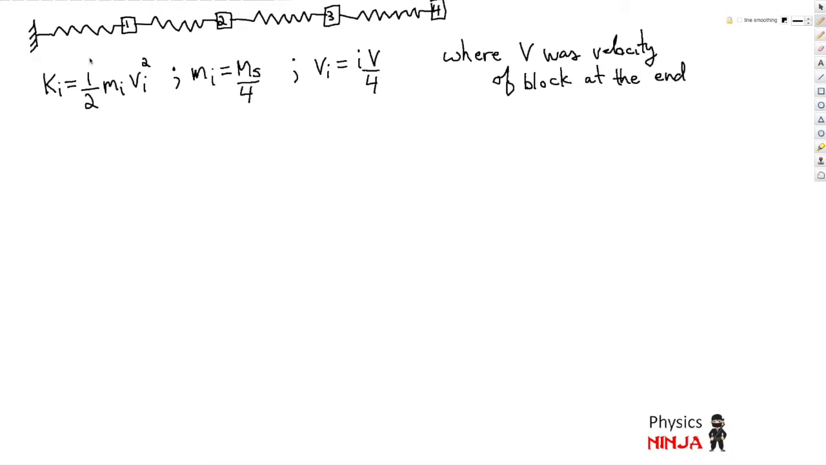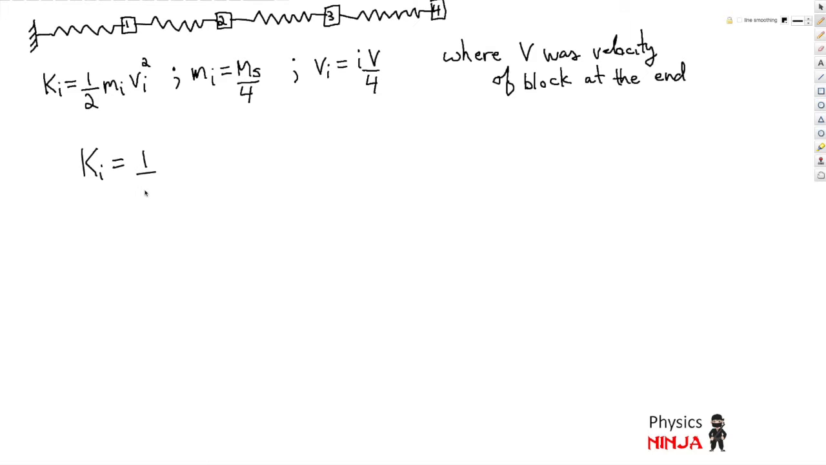On the previous page, I had that the kinetic energy of the ith block was 1/2 m_i v_i squared, and the mass of each segment is simply given by the total mass of the spring divided by 4. And I found that the velocity of block number 1 was 4 times smaller than block number 4, and the velocity of block number 2 was half of the velocity of block number 4, and so forth. So now we simply combine all of these together to find one expression for the kinetic energy of the ith segment.